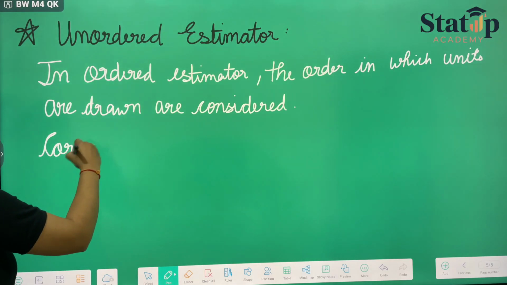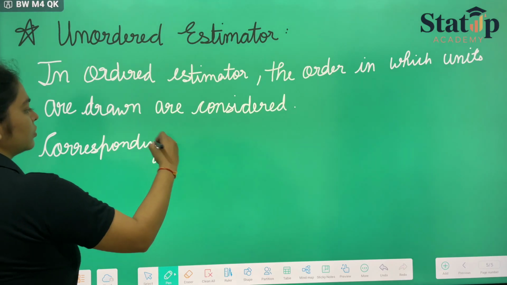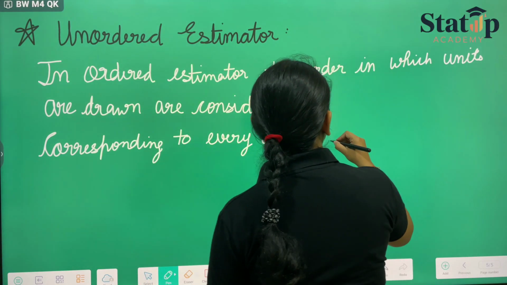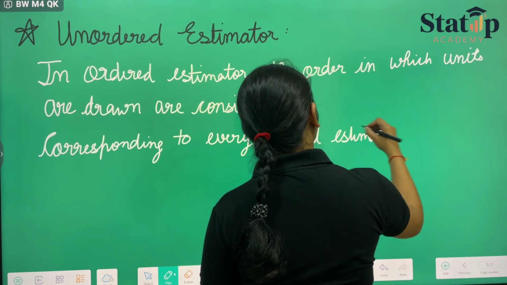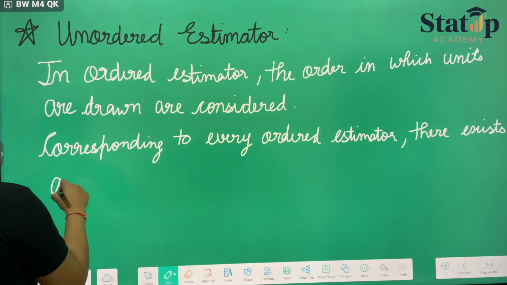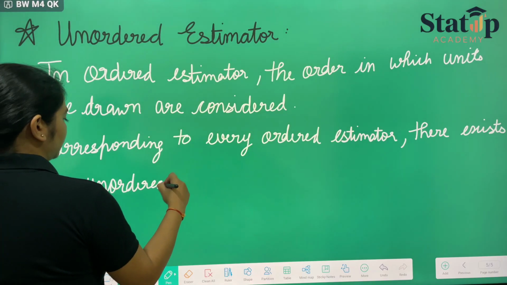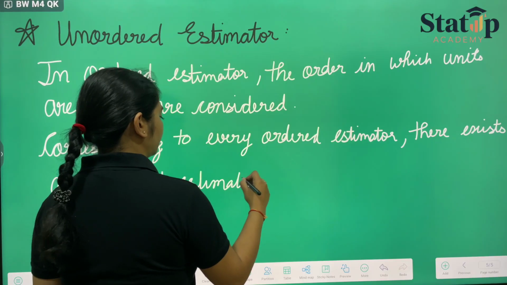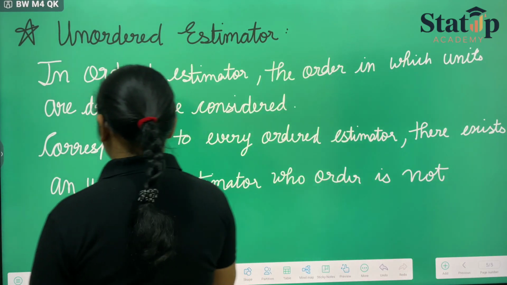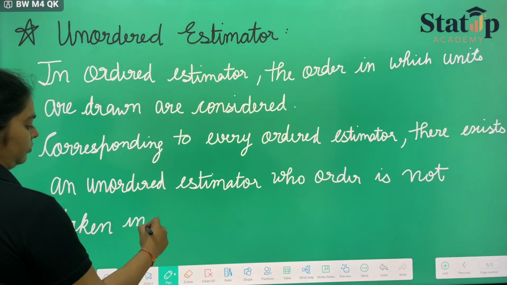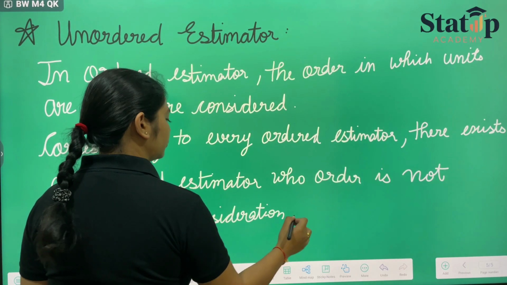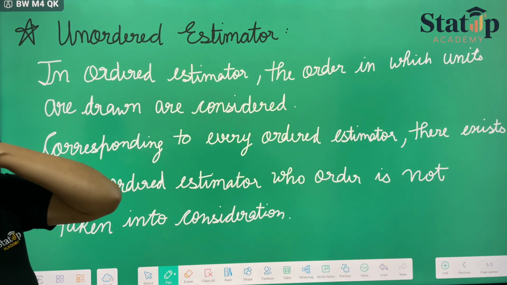And corresponding to every ordered estimator, there exists an unordered estimator whose order is not taken into consideration. So this is the outline of the ordered and unordered.